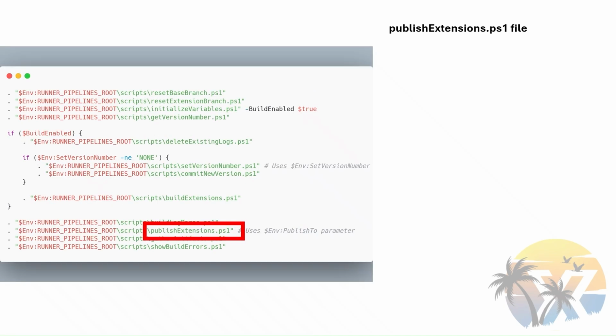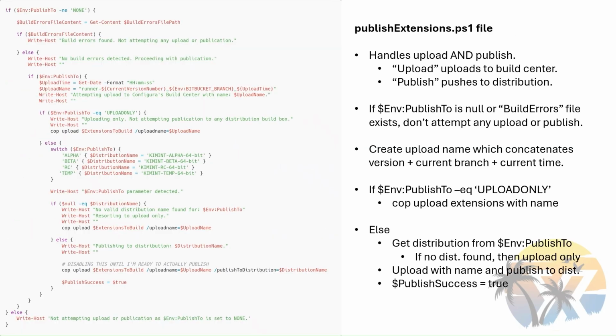And then we have the publish extensions.ps1 file. So publish extensions, I wanted it so that there were kind of 2 features. One is that it takes the build and it uploads it to Build Center, and that's it. So then a developer has to go into Build Center and then actually host or add the build to a distribution. However, I also wanted it so that it would publish to a distribution automatically.